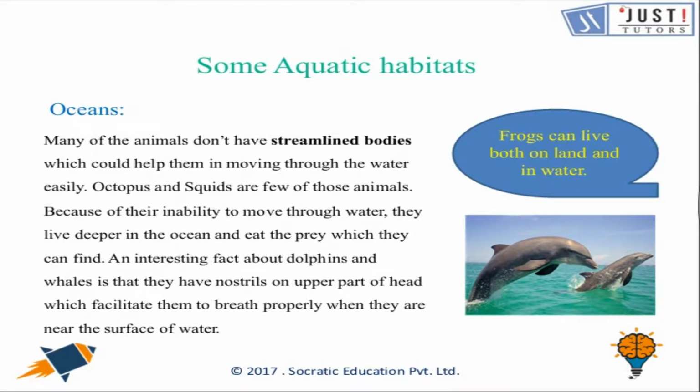Talking about the aquatic animals, not all of them have streamlined bodies, and this restricts them from moving in water easily. Some animals like octopus and squids don't have streamlined bodies. That's why they tend to stay at the bottom of the ocean. Because of their inability to move through water, they eat the prey which they can find at the bottom of the ocean. One more interesting fact about dolphins and whales is that they have nostrils on the upper part of their body. This helps them to breathe properly when they are close to the surface of water.